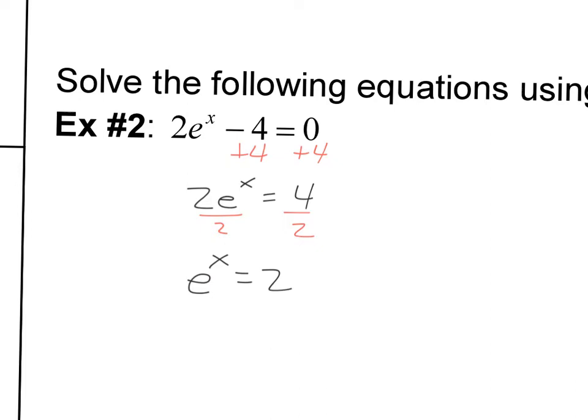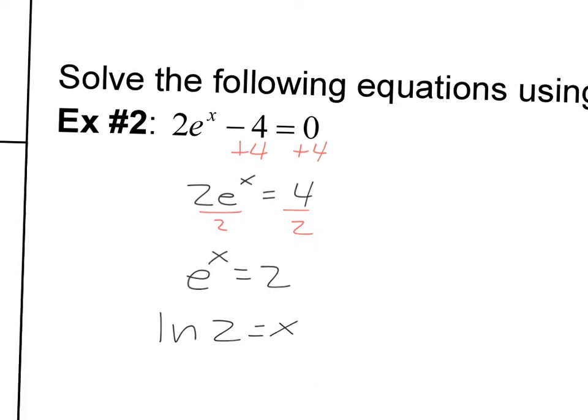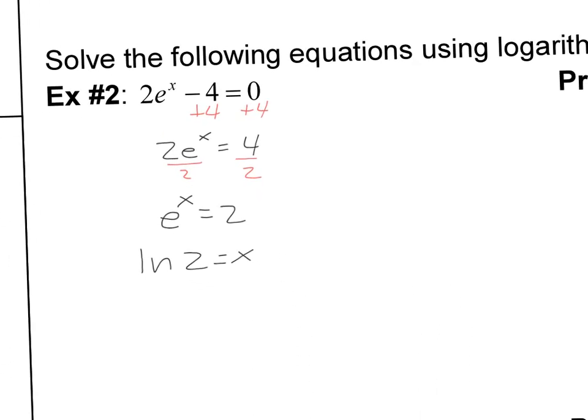Okay, I don't have to write the log every time. I could just write natural log, since it's a base e, and I just switch these two. So it's natural log of 2 equals x. So that is considered a solution right there. Like, that could be done.